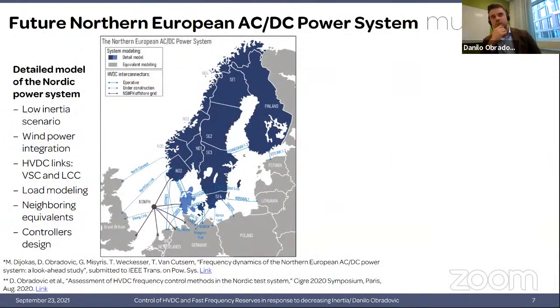Then we decided, in the multi-DC project, to build this big PowerFactory model, where we modeled wind power, the future wind power integration, onshore and offshore. We have HVDC links, VSCs and LCCs. We also understand how important load modeling is, and then we tried to test all these methods to compare them.